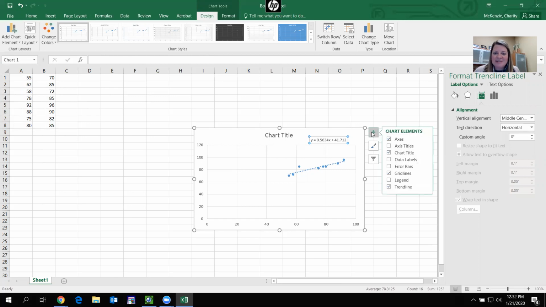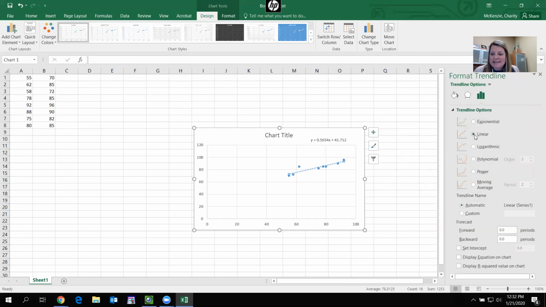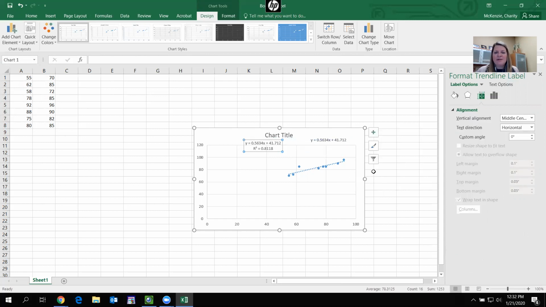Again, I went to plus, trend line, and I went over here to this little arrow, and I clicked more options, and I did linear, and I went all the way down here, and I said, display the equation on the chart. It displayed it twice. And we can get our R squared. R squared's a little different than R. We'll go over that later in the semester. You might have already learned about it. All right, so there you go.